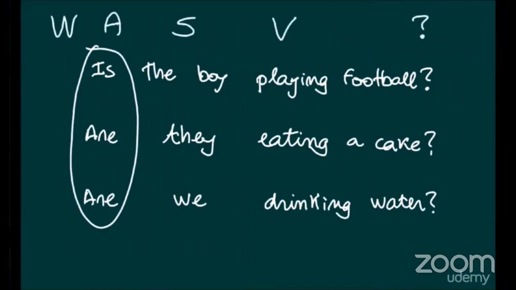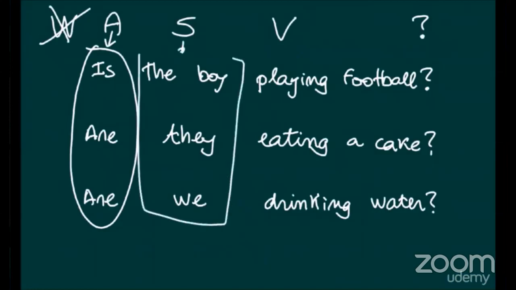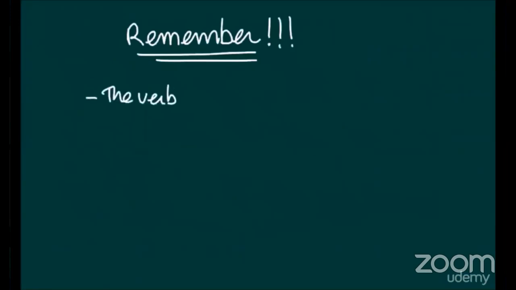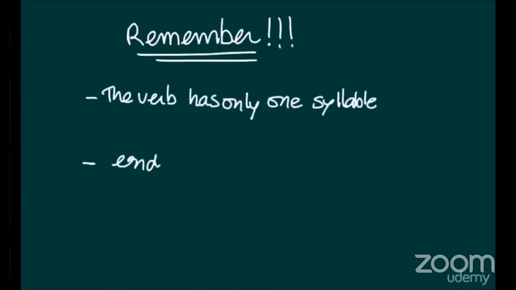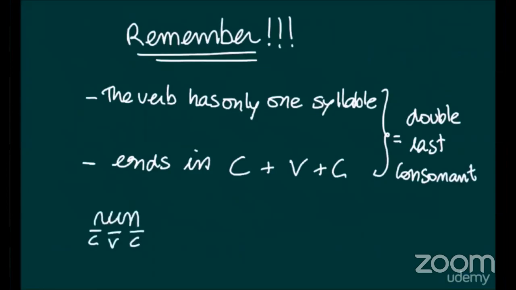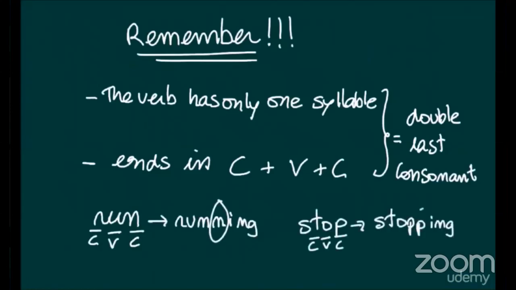Remember to use the WASV formula when you are creating a question. In this example, there isn't a W. The A is the auxiliary, in this case the verb to be. The S is the subject, that is the boy, and the V is the verb, that is playing. There's another important thing to remember. When a verb has only one syllable and ends in consonant plus vowel plus consonant, we double the last consonant. For example, run, running. Stop, stopping.